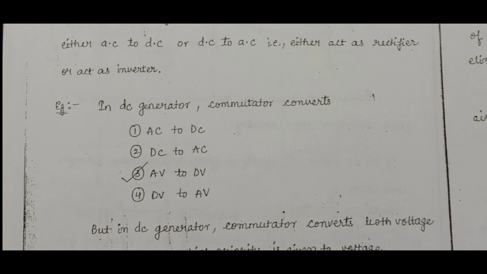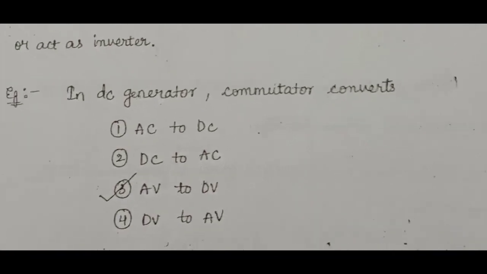Example: in a DC generator, the commutator converts AC to DC, DC to AC, AC voltage to DC voltage, or DC voltage to AC voltage. Generally for a DC generator, the inside of the machine is AC, so we need the action from inside to outside: inside is AC and outside is DC. So generally we select option number 1, AC current to DC current. Option number 2 is DC current to AC current, which is wrong. Option number 3 is AC voltage to DC voltage, and fourth is DC voltage to AC voltage.